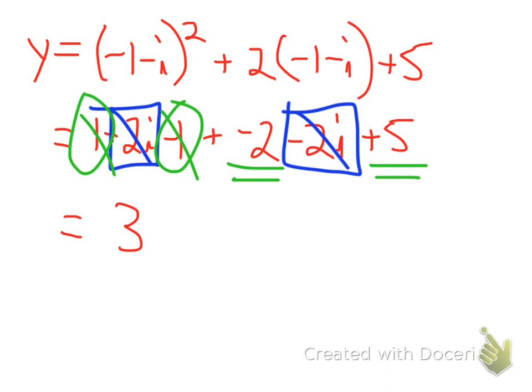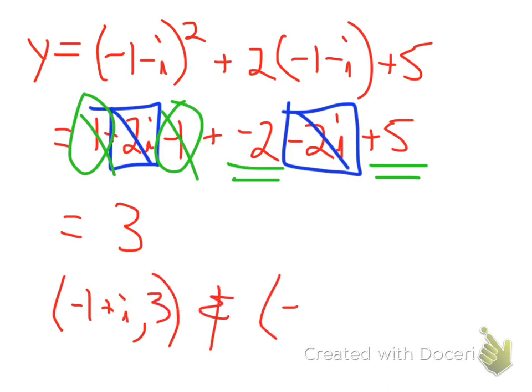So I now have two different points where these parabolas will intersect. One of them is going to be negative 1 plus i, comma 3, and the other one will be negative 1 minus i, comma 3.